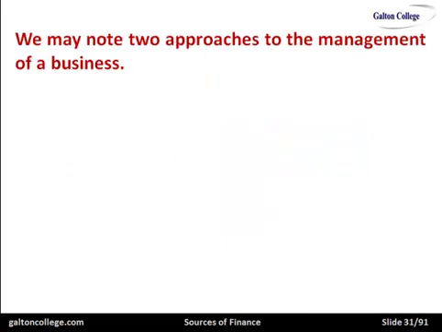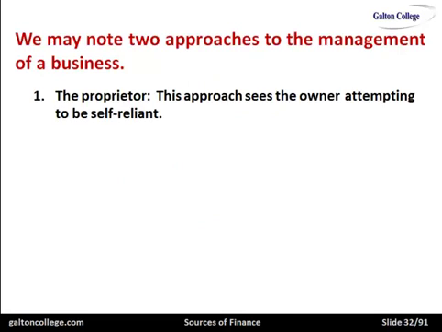We may note two approaches to the management of a business. The proprietor, well, the proprietor is in a sense the owner of the business. This approach sees the owner attempting to be self-reliant. In this case, the proprietor tends to look after the business, set up the business, and try to grow the business, try to remain in charge of the business. The person is the proprietor of the business.